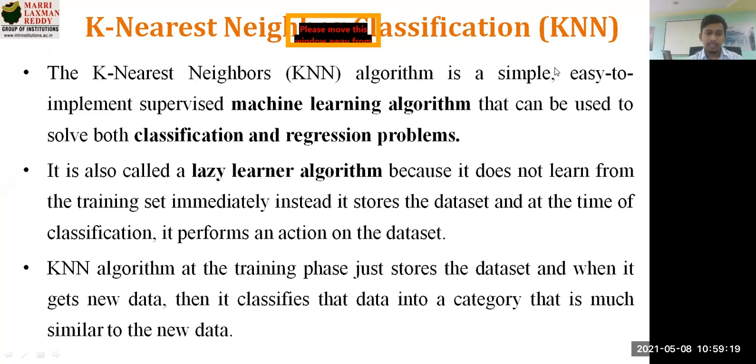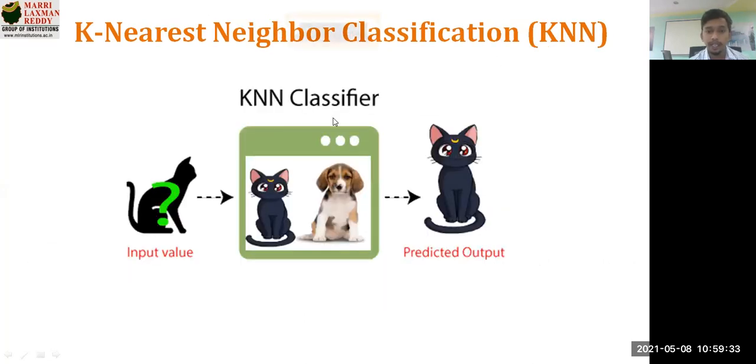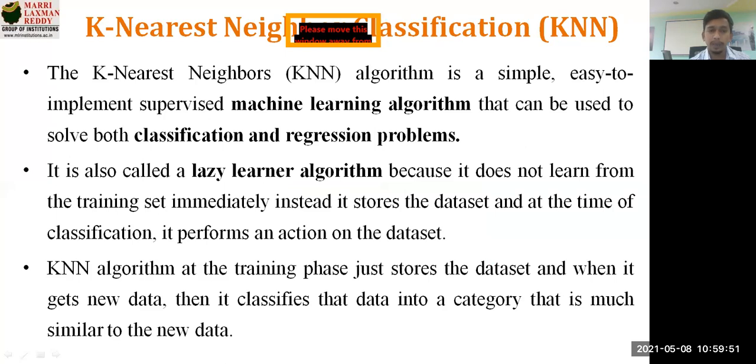At the training phase, the KNN algorithm just stores the data set, and when new input is given, it classifies that data into the category that is most similar to the new data. That's what happened here. We saw two identical sets of images, cat and dog, and whenever the new input value is given, it tries to map it with the available pictures and predicts that the output belongs to a cat. Likewise, it has many real world applications.